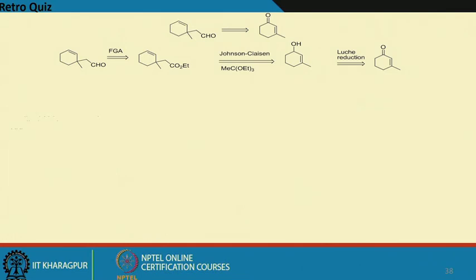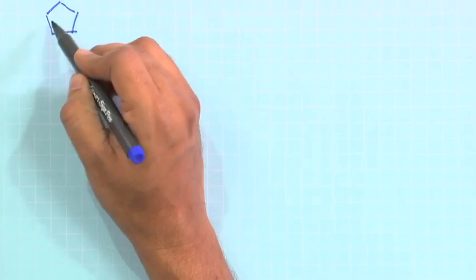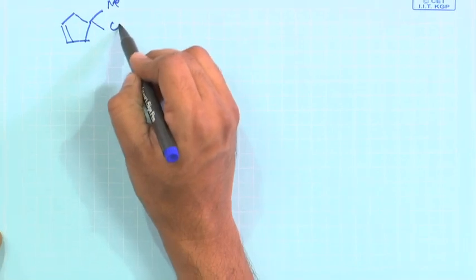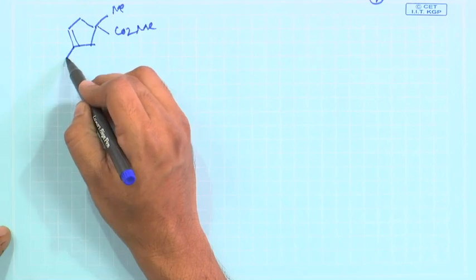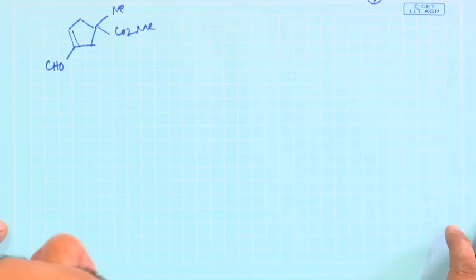Coming to another quiz, which is again based on very simple transformations, let us see how it was designed. The starting material was simple. It is basically a cyclopentene framework. You have a methyl here, and a CO2Me here. So this gives an all-carbon-substituted system. On the left-hand side you have an alpha beta unsaturated aldehyde.